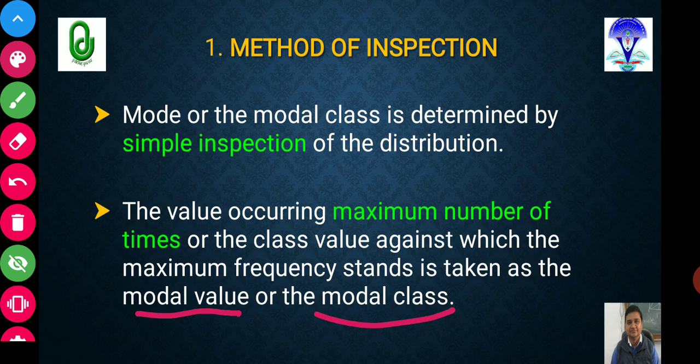When you have a discrete ungrouped frequency distribution, the particular value which occurs the maximum number of times will be the mode of that data. But when you are provided with classified data, either in a discrete series or a continuous series, the class value which has the maximum frequency will be known as the modal class.